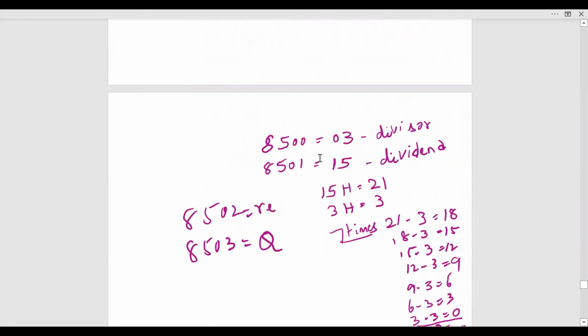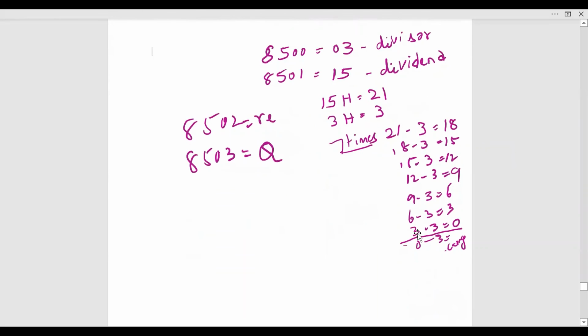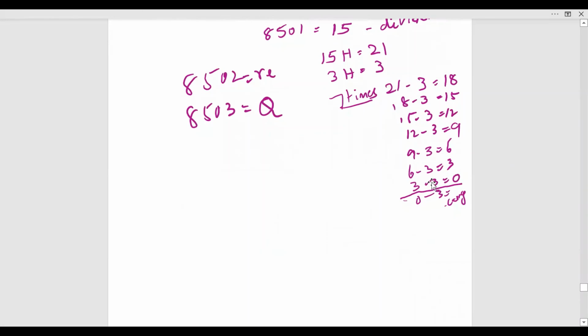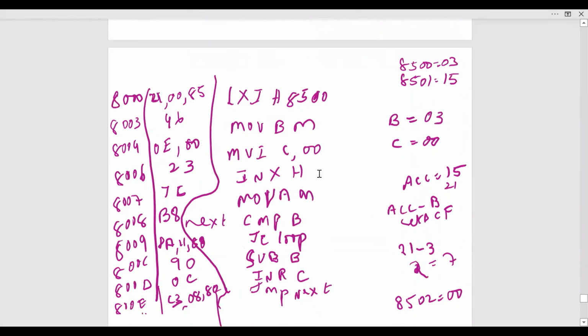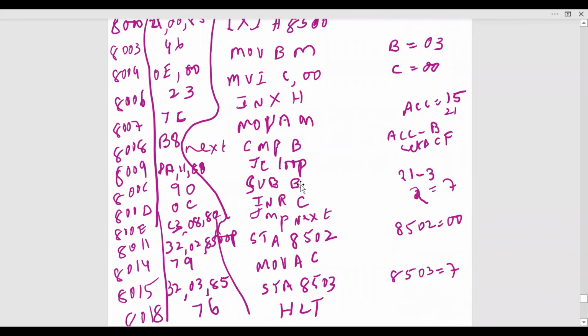So remember, we are giving the numbers in hexadecimal. We have to convert to check what the value is. So C is 7, we got the answer. How we got that, you can convert to decimals and perform the subtraction. So 7 times to perform the subtraction. That's why each time we are subtracting the contents of B from the accumulator, we are incrementing C. Right? So I hope you all understood.